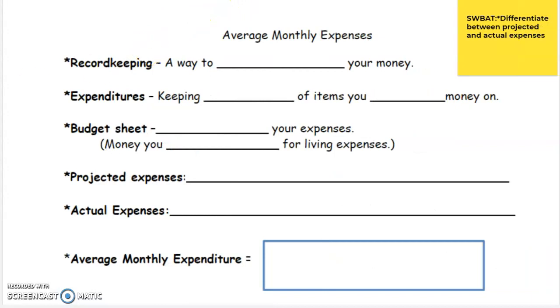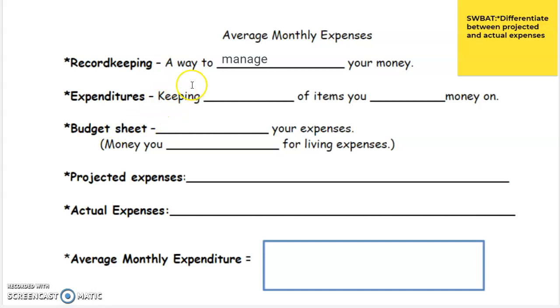So to start, let's talk about record keeping. This is just a way to manage your money. There's plenty of different ways to do it. There's not just one right way, so it all comes down to personal preference and whatever works best for you.